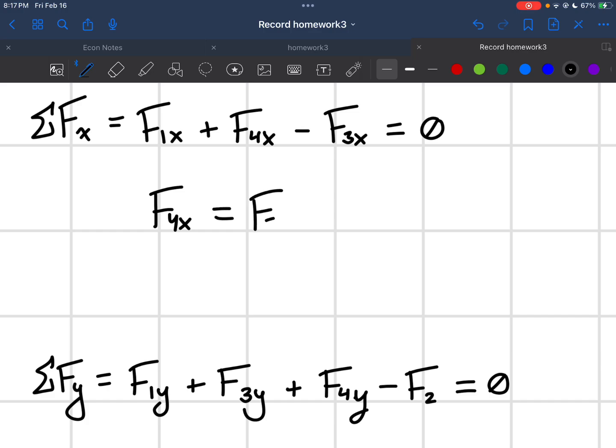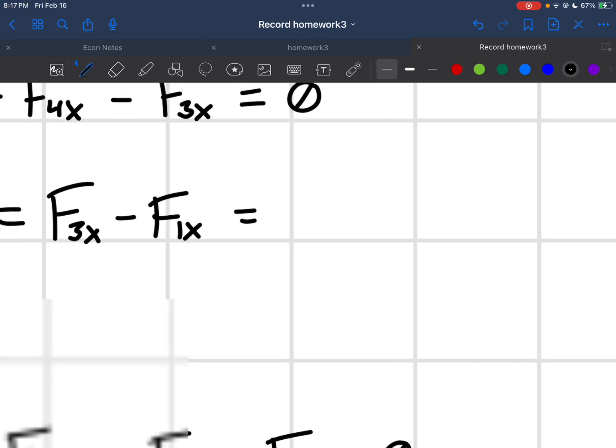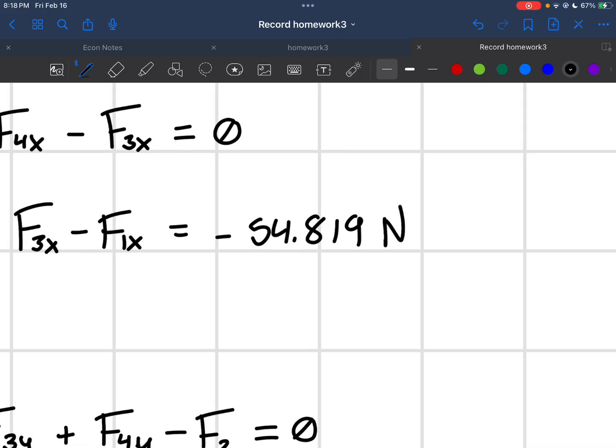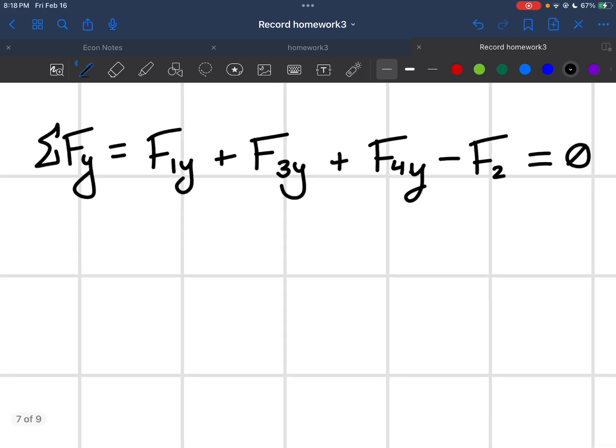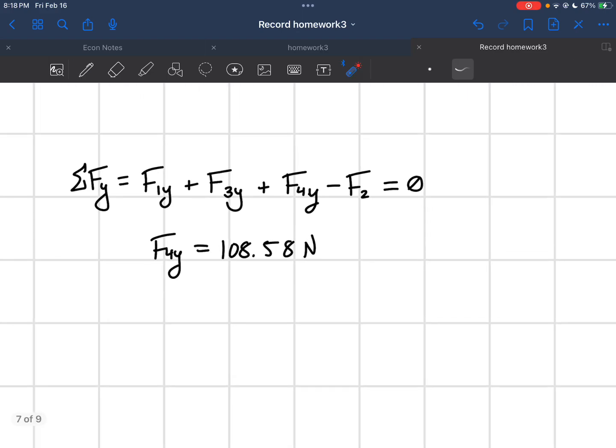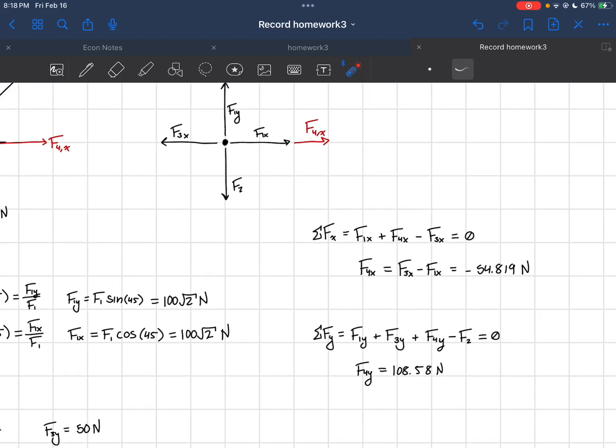I'll add F3x to the other side and subtract F1x. And what that's going to give me is minus 54.819 newtons. And then again, I can solve this for F4y. My F4y will be 108.58 newtons.